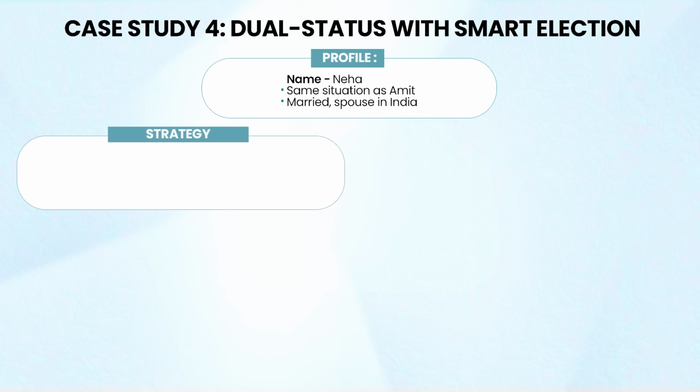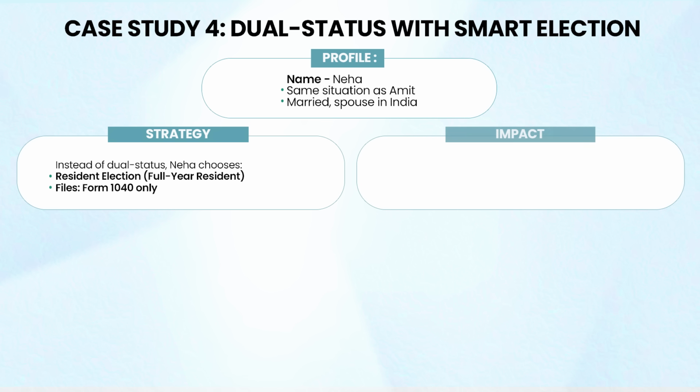Now let's look at her tax strategy. Instead of filing as a dual status taxpayer like Amit did, Neha makes a smart choice. She elects to be treated as a full-year resident alien for the entire tax year. This means instead of filing two forms like Amit, Neha simply files Form 1040, just like any other full-year resident.